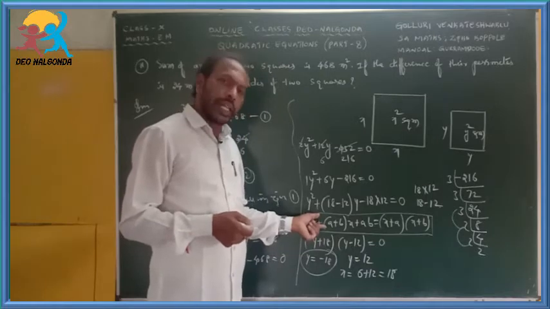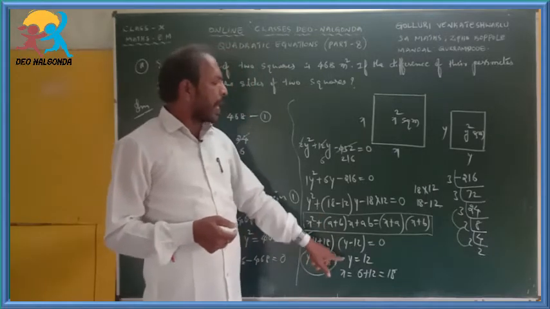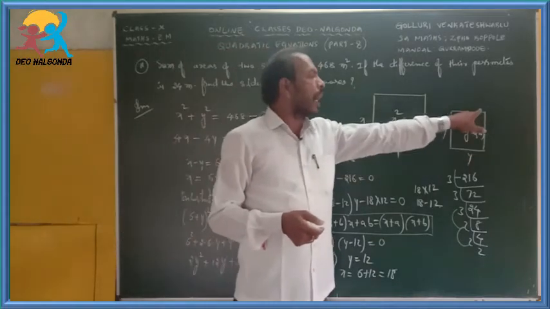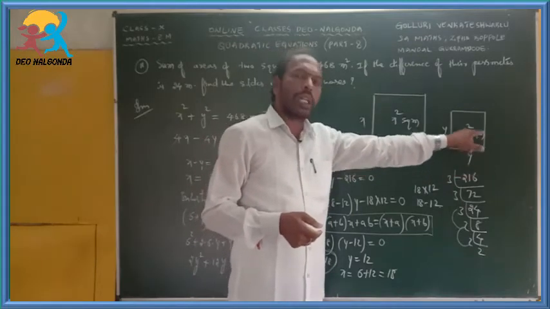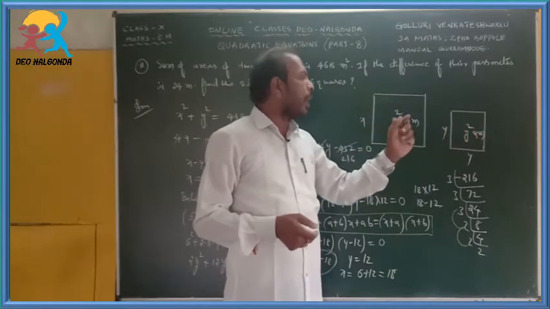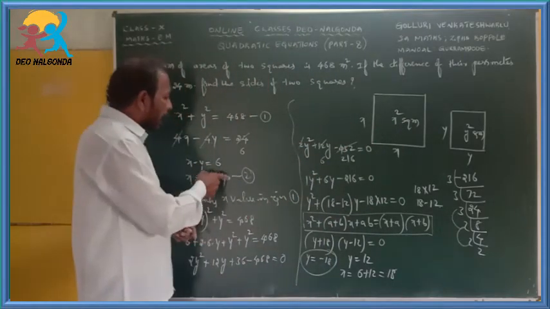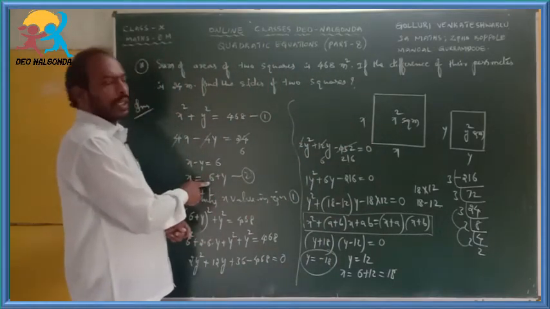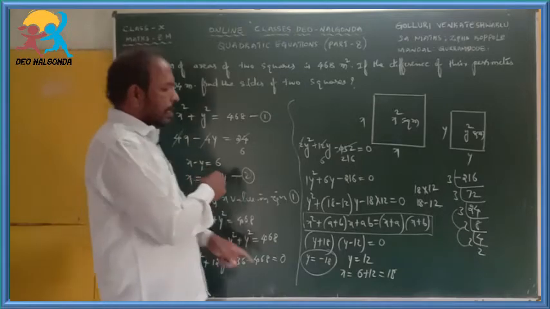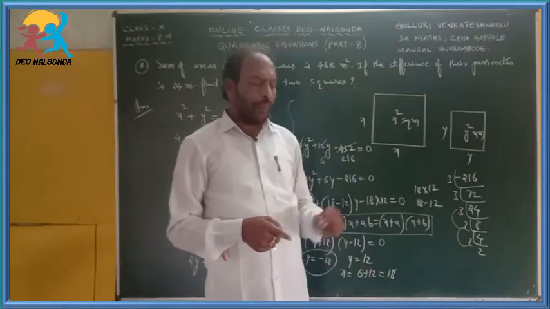Here it is very easy to resolve into factors. So the length of the side of the shorter square is 12 meters, and the larger square is 6 meters more than the shorter. That's why 6 plus 12, that is 18 meters. Okay, here it is.